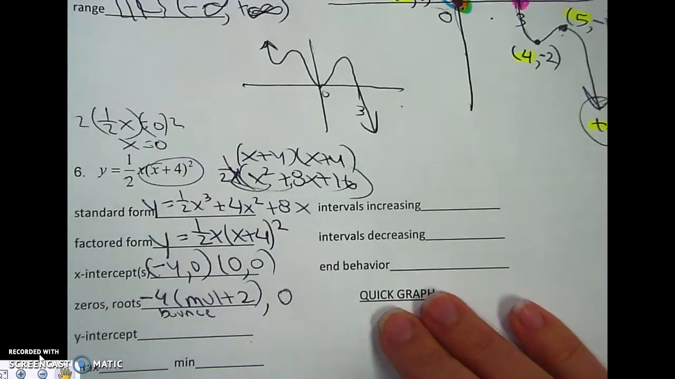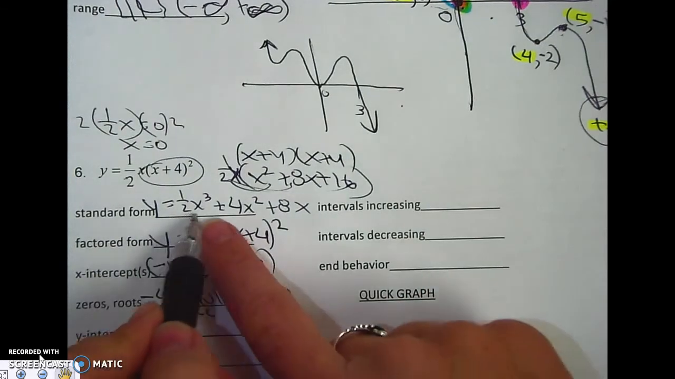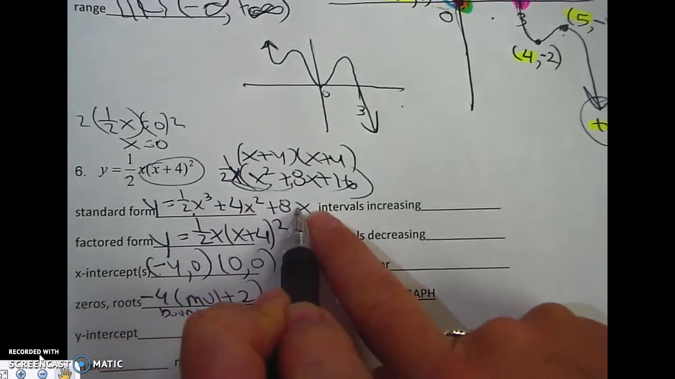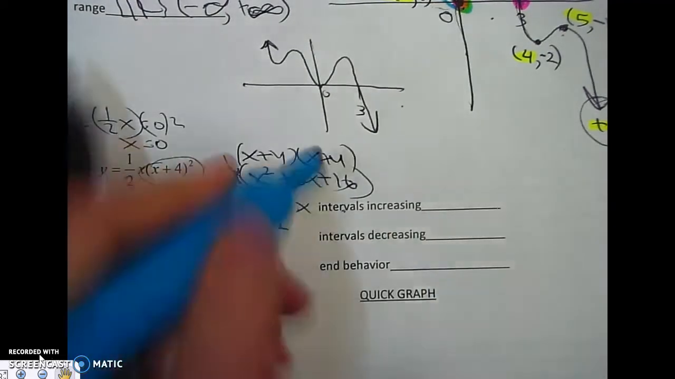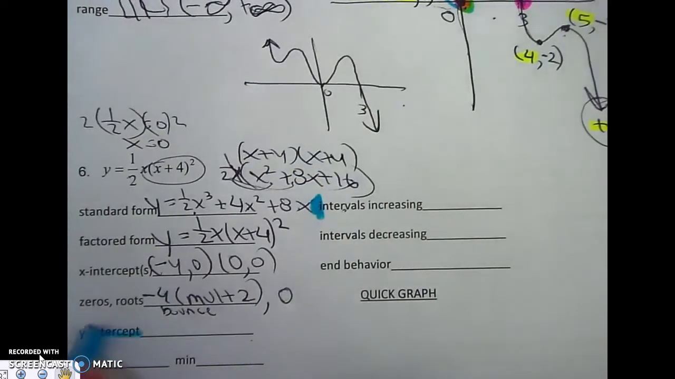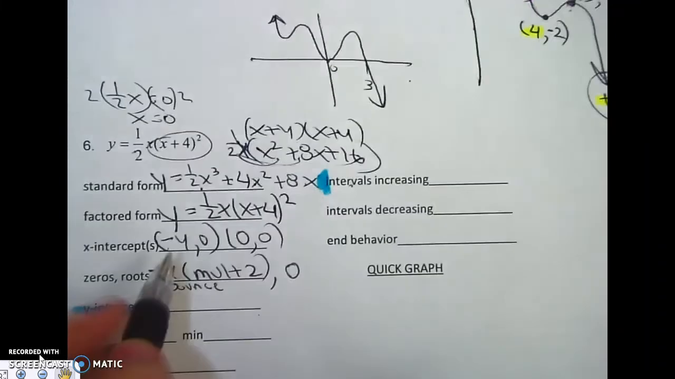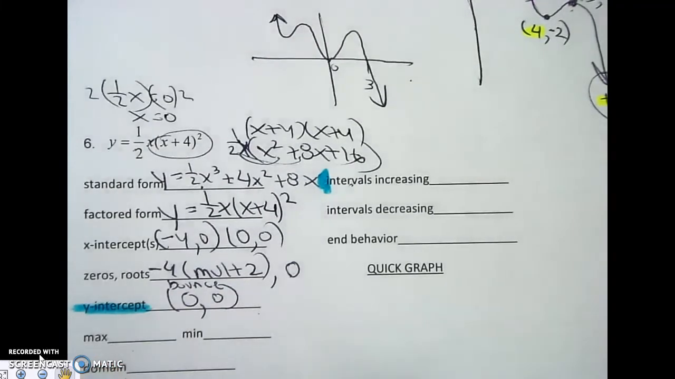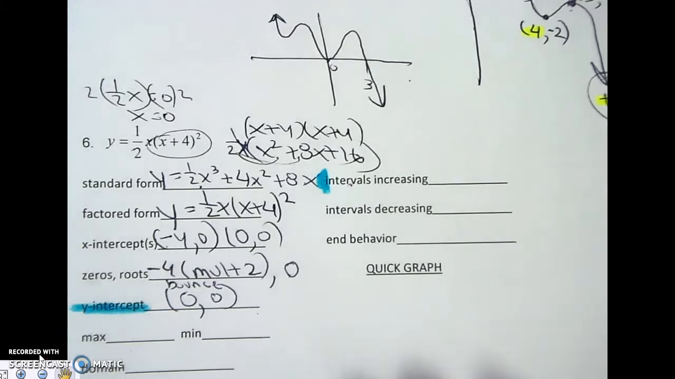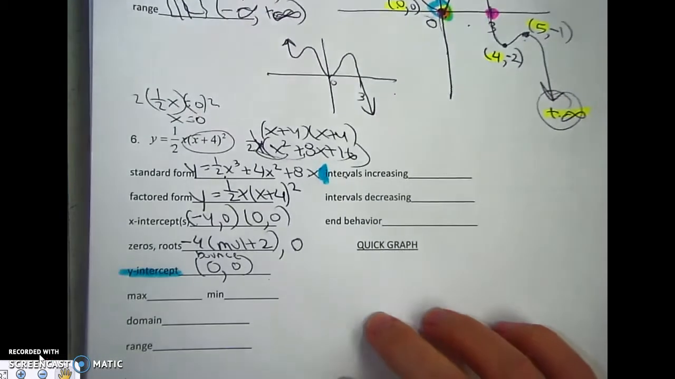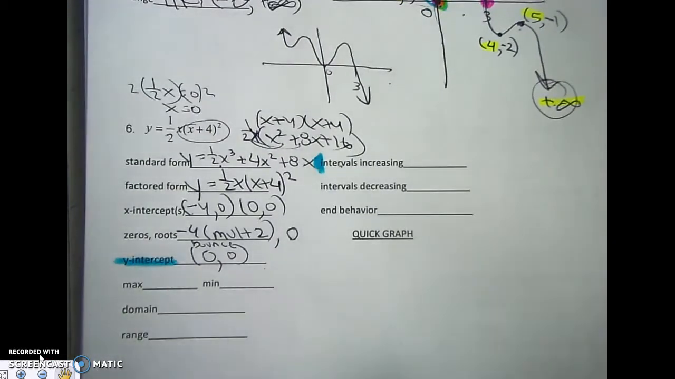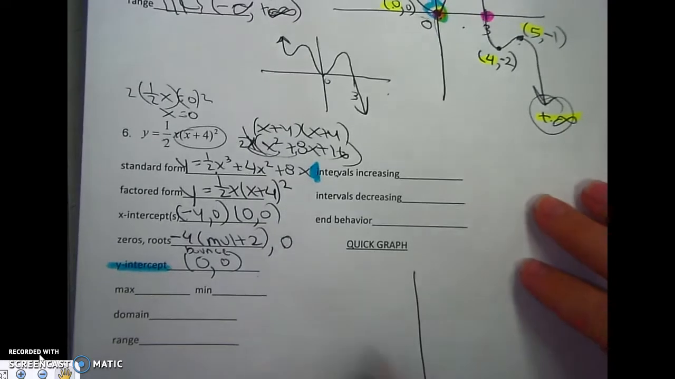Now, once it's in standard form, I can obviously see it goes x cubed, x squared, x, and then a number. There is no number, which means the y-intercept is 0, 0. Something I could have found out as soon as I saw the x-intercept was 0. But we just want to make sure, and it's a good way to check. Okay? Something else I can do is I guess I can start graphing now.